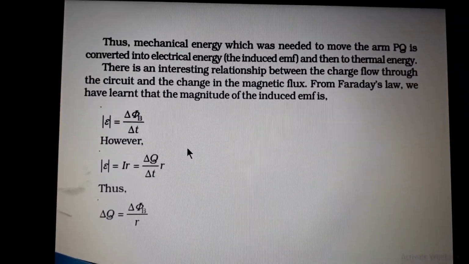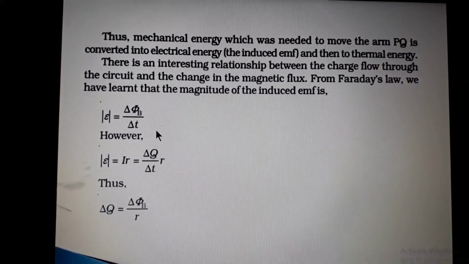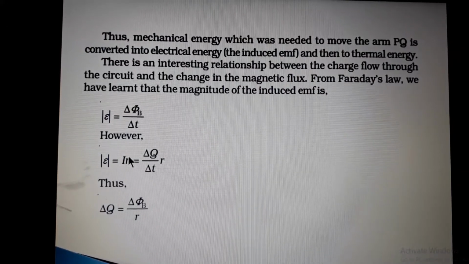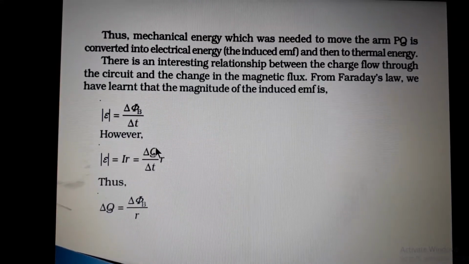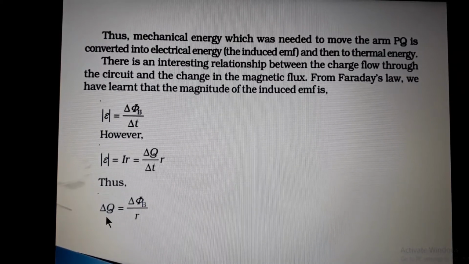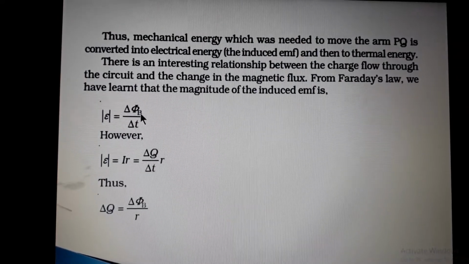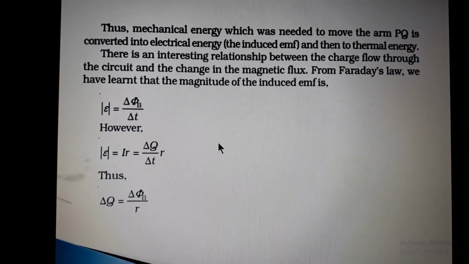Now EMF E is equal to delta phi by delta T, and also EMF E is equal to IR, and current I is nothing but delta Q by delta T. So I into R means delta Q by delta T into R. Suppose this is equation number 1 and this is equation number 2. Then from equations 1 and 2 you can say that delta Q is equal to delta phi by R. So this is the theory.